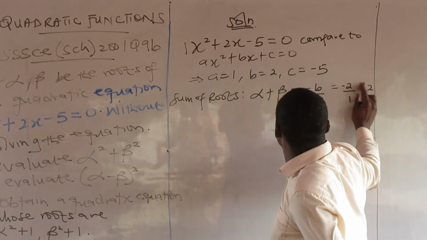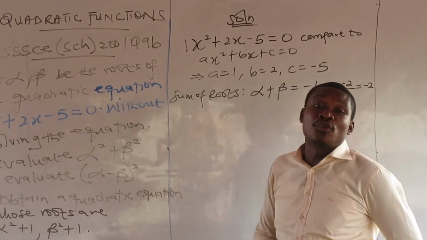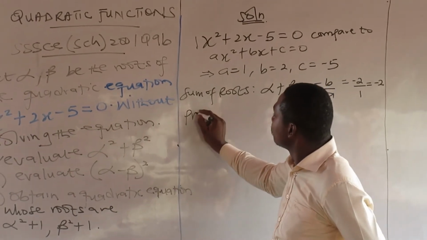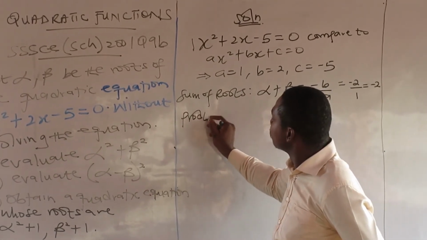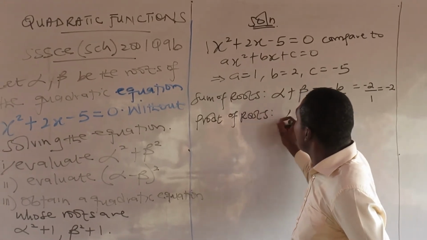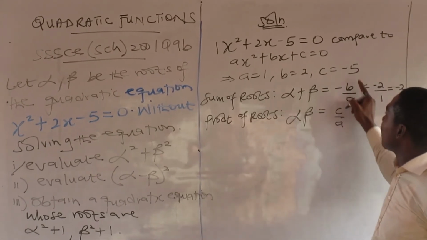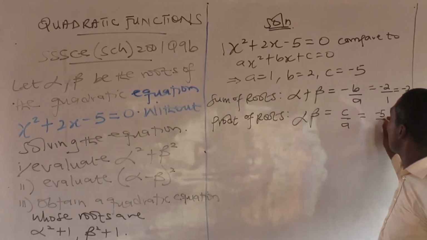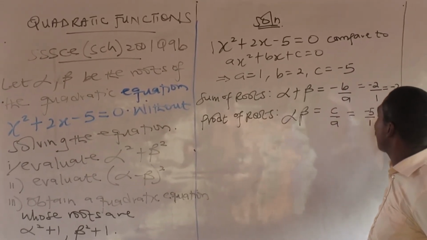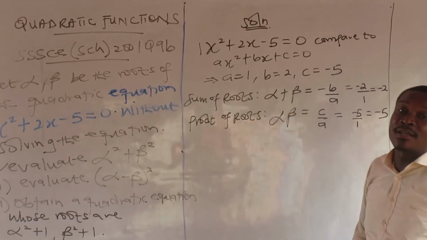Minus 2 over 1. That will give you minus what? 2. Thank you. Product of roots, alpha beta. That is equivalent to c over a. That will give us minus 5 over what? 1. That will give me minus what? 5.